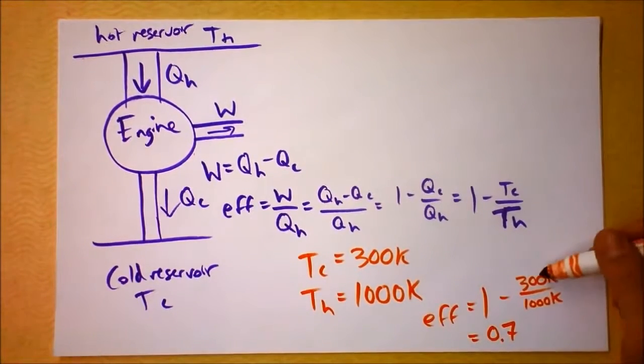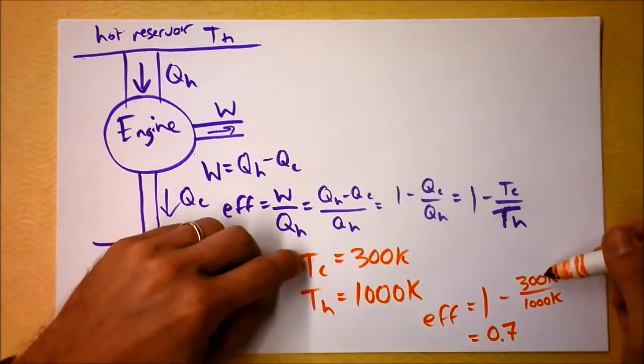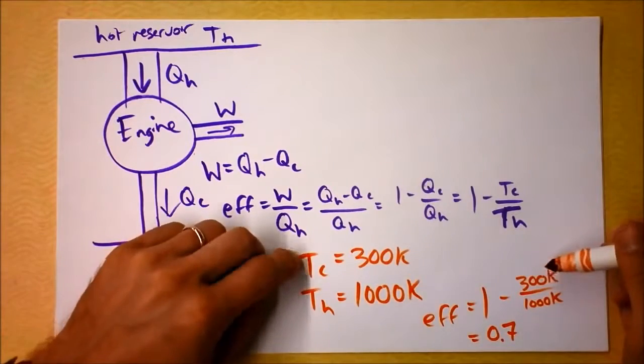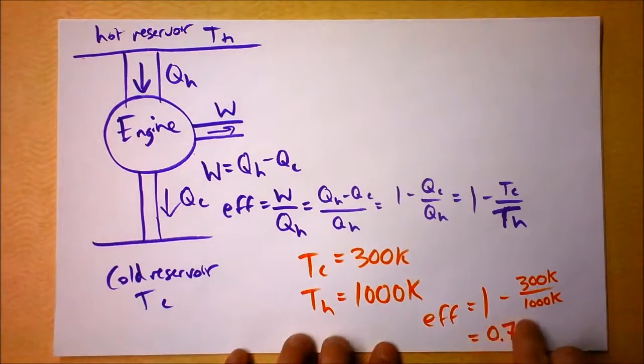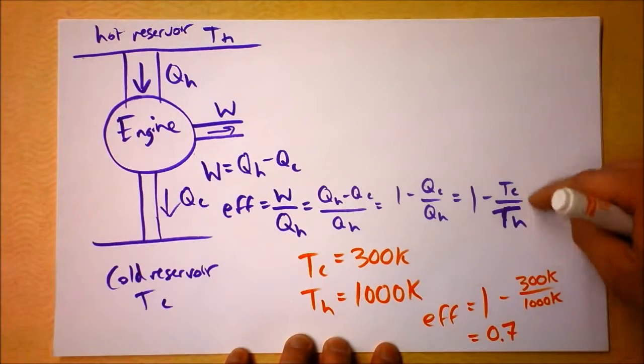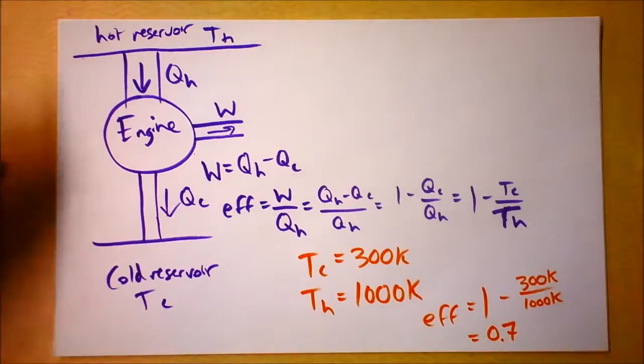But unless you have a cold reservoir of 0, and we'll see in the third law of thermodynamics that that's not really going to work for you, you're not going to have an efficiency of 1. So, what do you think? Is the efficiency more dependent on the temperature of the cold reservoir or the temperature of the hot reservoir? You think about that for a little bit.